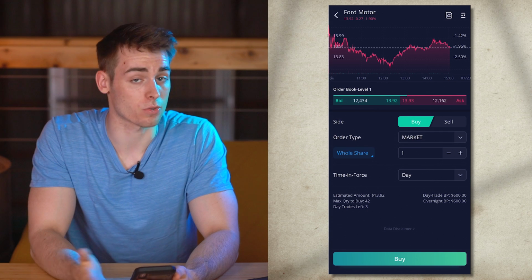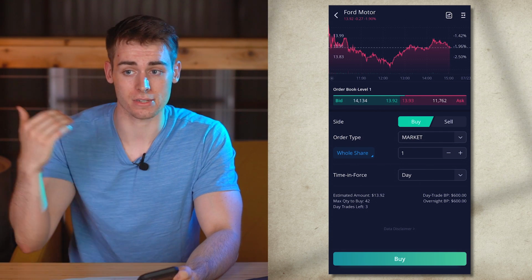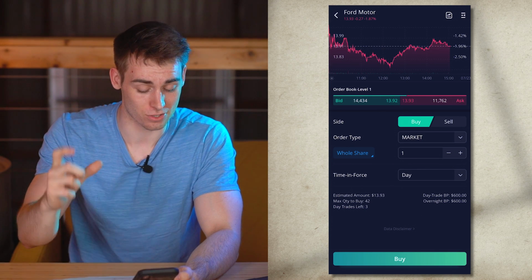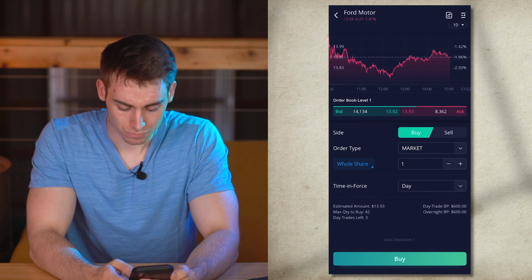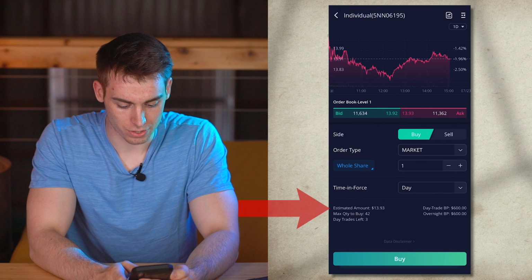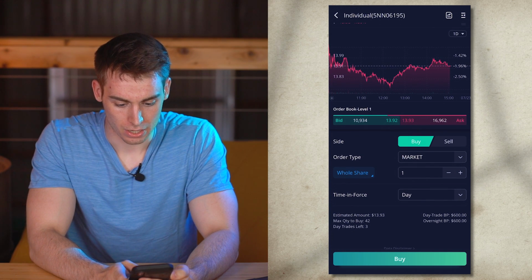I'm relatively certain that this order is probably going to go through within a few seconds. We're buying at the market order overall. We're not setting some unrealistic threshold for when we actually want the Ford price to drop or rise to. So we're just going to select day, which is the default option. We can see the estimated amount down here, $13.93.